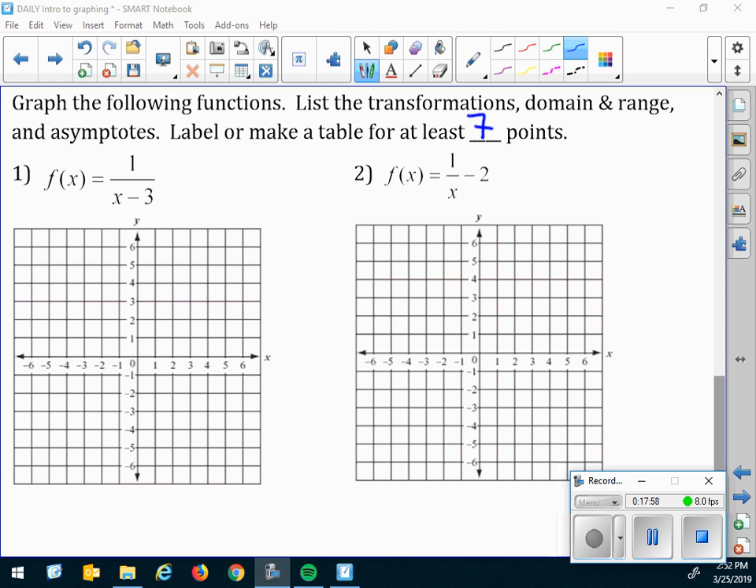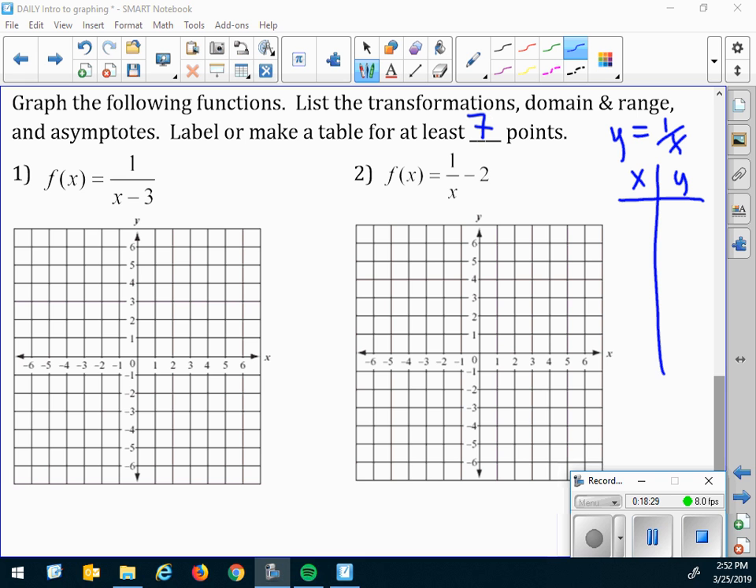But just humor me, okay? What I really want you to do, somewhere on this page, is let's put y equals 1 over x so that we can refer back to it.